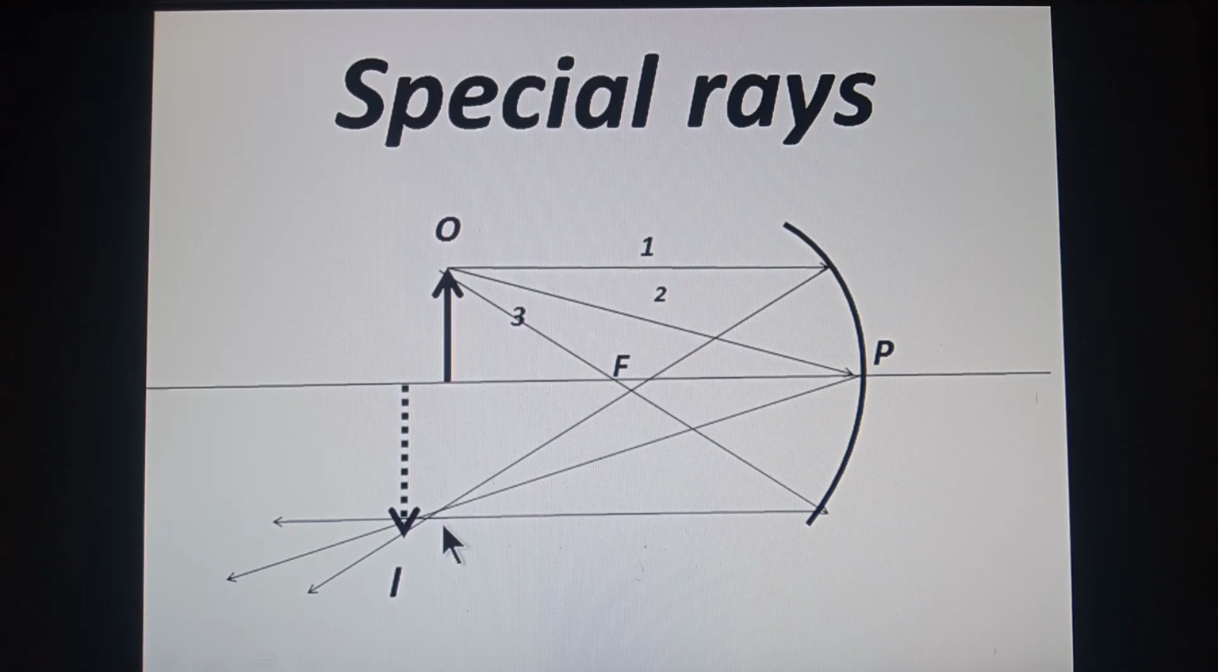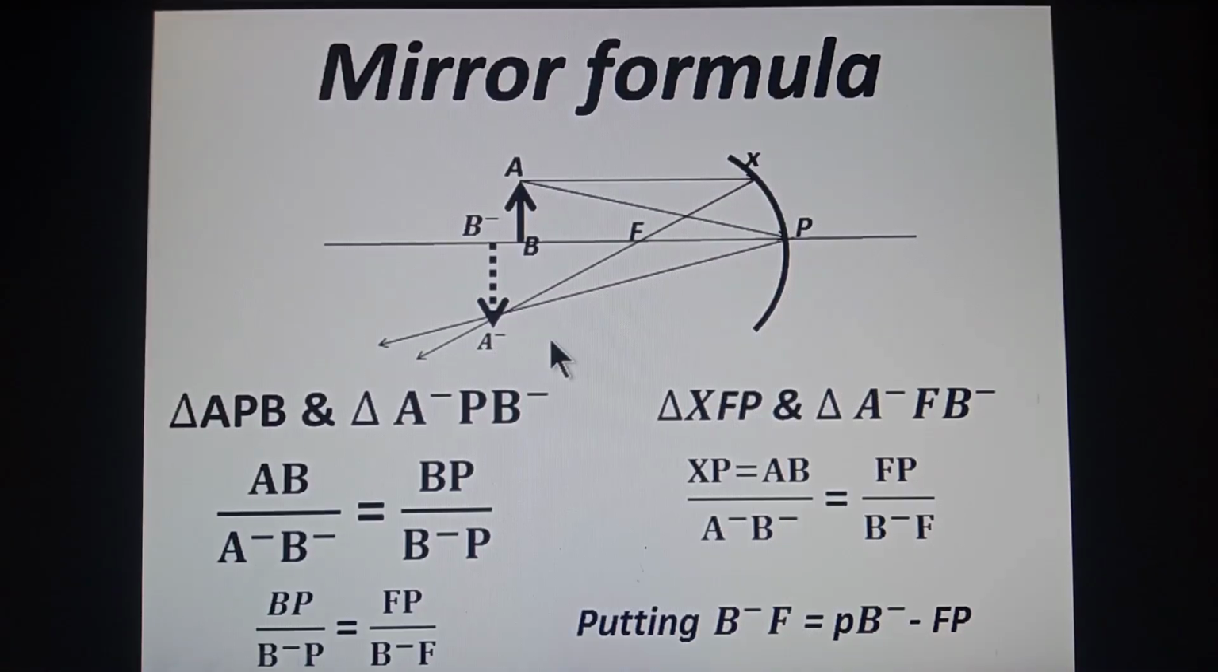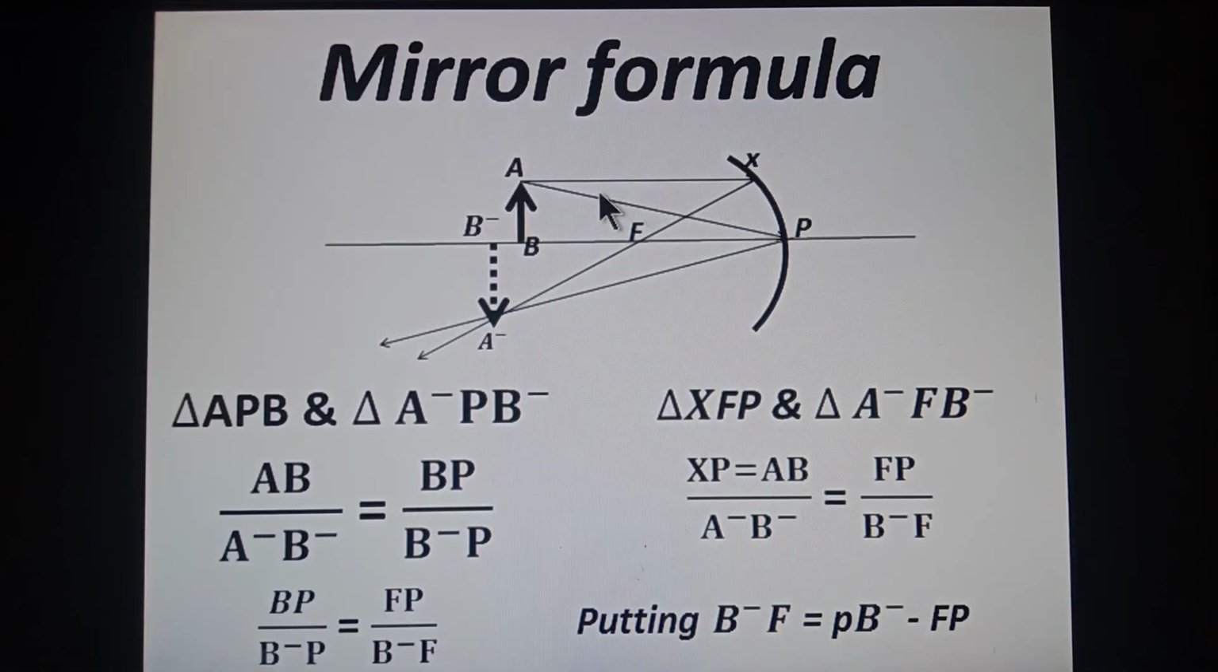Now students, let us start the mirror formula. Look, an object of height AB is placed in front of a concave mirror, using two special rays. Ray number 1 is coming parallel to the principal axis. After reflection, this ray will pass through the principal focus. And ray number 2 is falling on the pole. After reflection, it will meet that first ray. Here they meet with each other, and their image A prime B prime is formed.